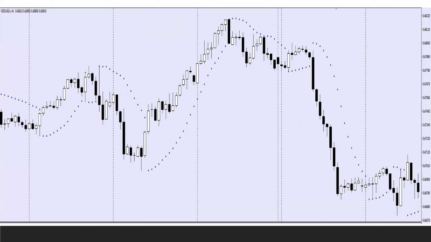Without the lines, this is how it looks. On the New Zealand US dollar on H1 time frame, you can see that it actually gives you that view of how the market looks like it's moving and changing.